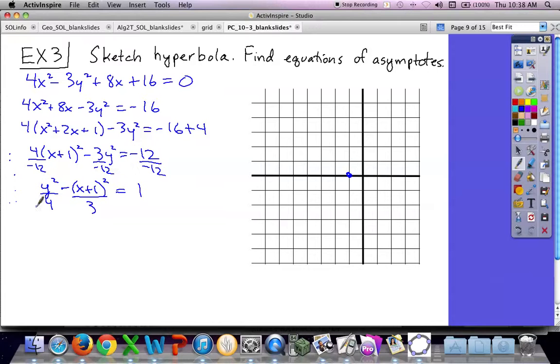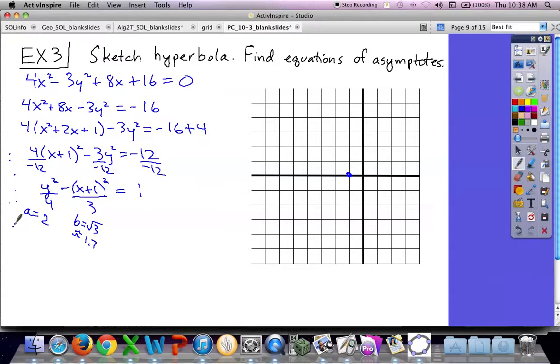And what is the value of a? Come on, don't think too hard. What's the value of a? 2. What's the value of, well, do we need b? Yes, we do. What's the value of b? It's the square root of 3, right? b is the square root of 3, which is about 1.7.